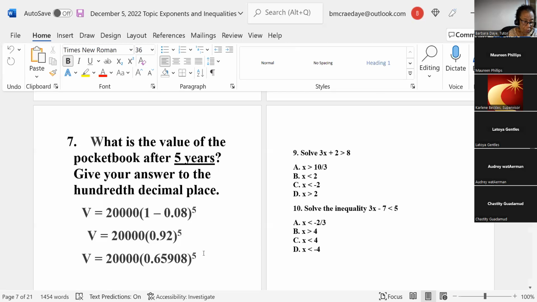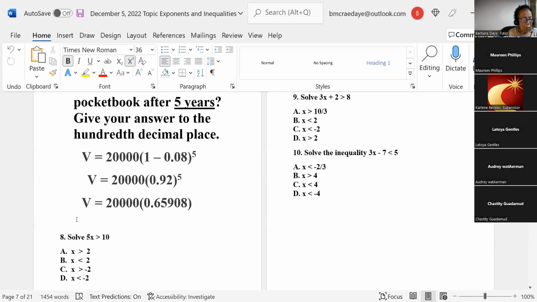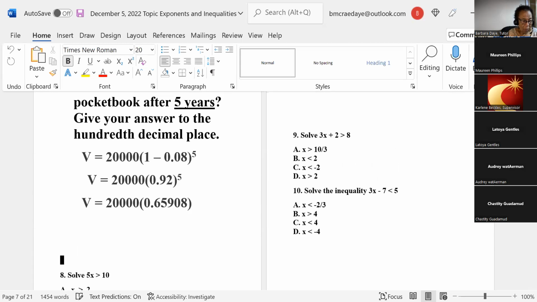Okay, when you raise the 0.92 to the 5th power. Now, Audrey, you asked, how do you get what? The 0.92. 0.08 subtracted from 1, Audrey. Can you subtract 0.08 from 1? Yes, subtract that from the number 1. In other words, take the number 1.